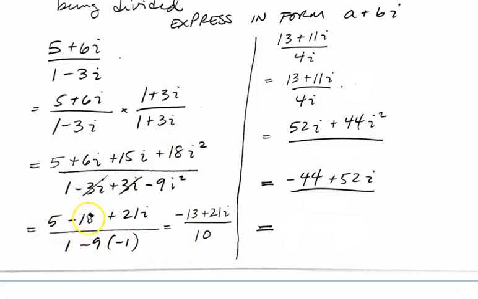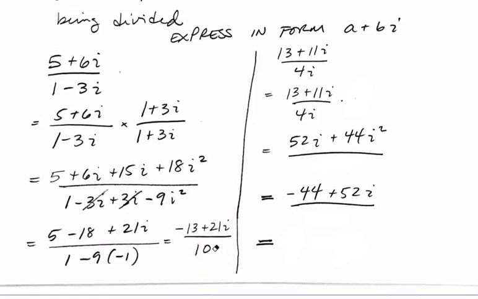So we just combine the 5 and the -18. That gives us that number. So there is this number expressed in the form of a plus bi. We should go really one more step. It would be -13 over 10 would be a, and then plus 21 over 10 i.